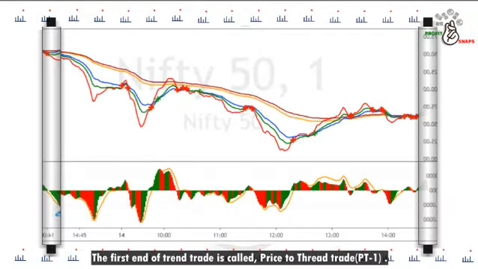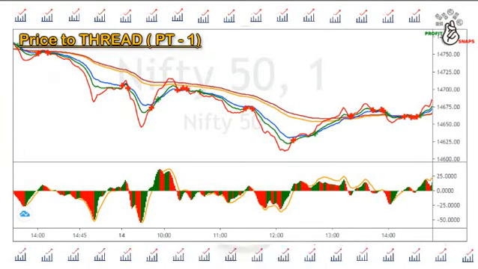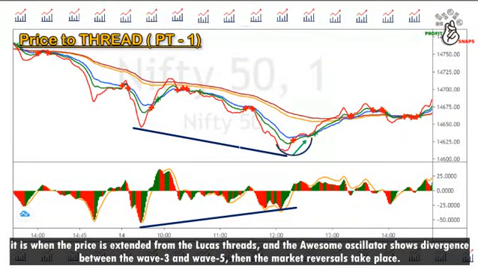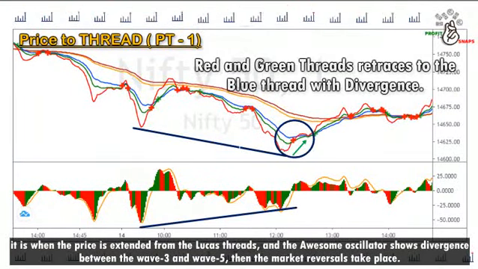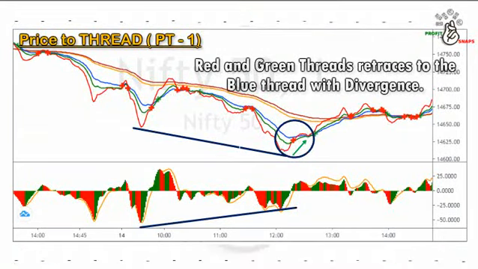The first end of trend trade is called price to thread trade, PT1. It is when the price is extended from the Lucas threads and the awesome oscillator shows divergence between the wave 3 and wave 5. Then the market reversal takes place. The red and green threads retrace back to the blue thread.